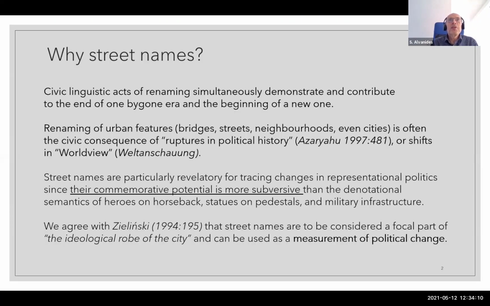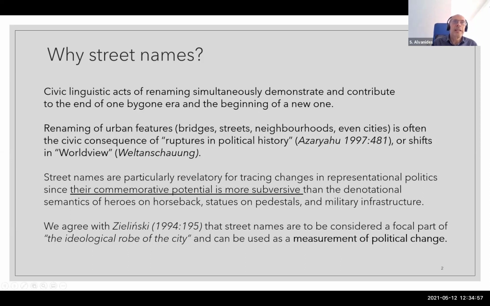But the obvious question is, why are we interested in street name changes? It is part of what we call the linguistic landscapes strand of research, as well as critical toponymy in geography. Civic linguistic acts of renaming streets or bridges or other toponyms demonstrate and contribute to the end of a certain era and the beginning of a new era. So there's a whole bibliography around this concept of renaming urban features: why they're being renamed, how they're being renamed, the processes behind them, and of course, the ideologies that usually surround them.